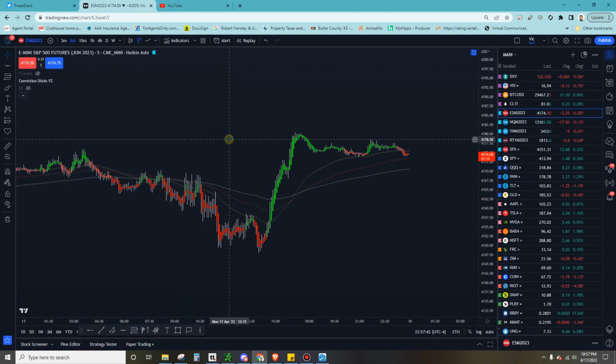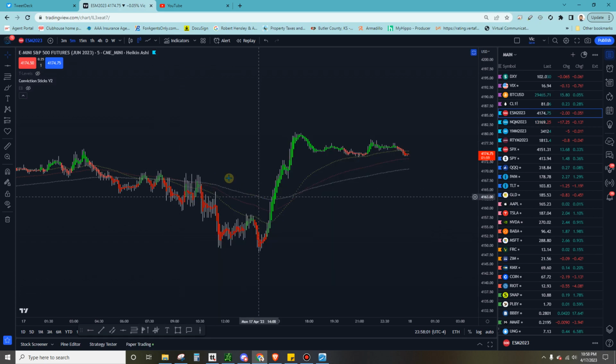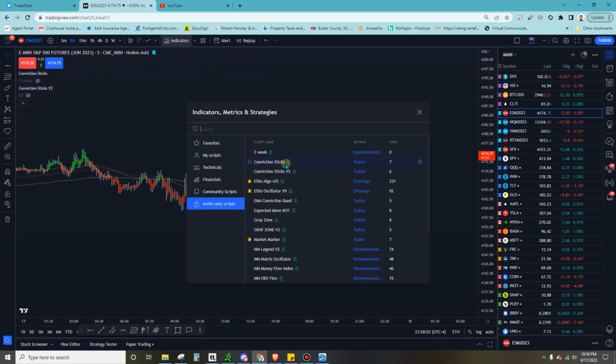Okay, so T-Levels have been doing some upgrades to their indicators, so pretty nice. Right now, T-Levels has Conviction Sticks and Conviction Sticks 2. The names don't matter because it's all about how they work, right? So definitely liking this Conviction Sticks 2. The way it works, I'm going to show you the difference here.